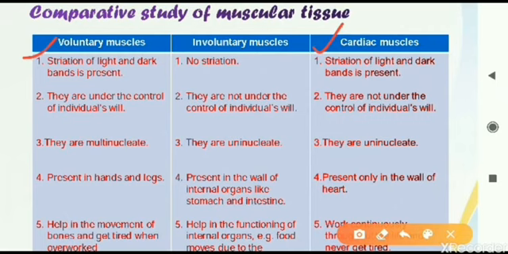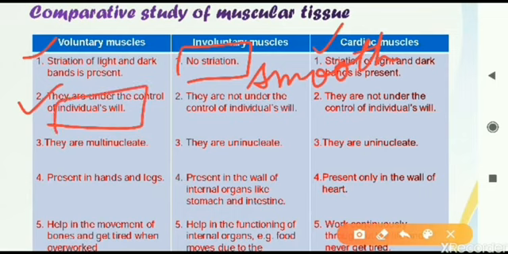Cardiac and voluntary muscles are both striated, but in involuntary muscle no striation is seen. They are not striated, and that is why they are called smooth muscles, because stripes or striation is not there. Second, voluntary muscles are under the control of the individual's will. They can be controlled, but involuntary muscles are not under the control of the person. Cardiac muscles are also not under the control of a person's will. They cannot be controlled by us.